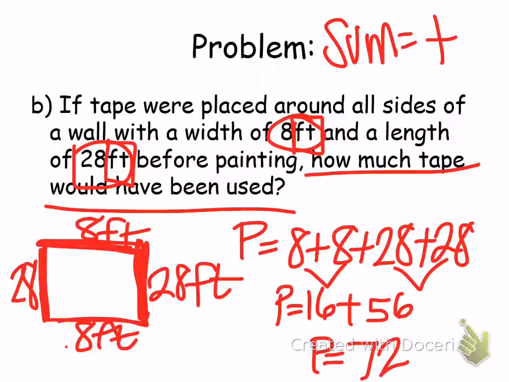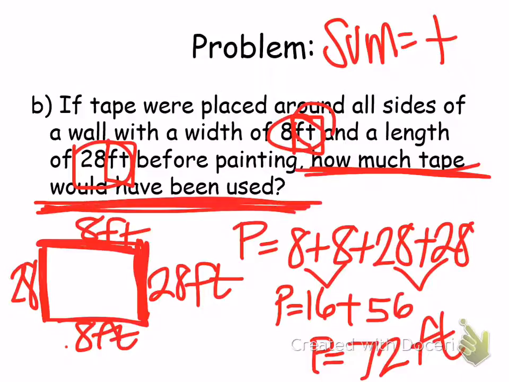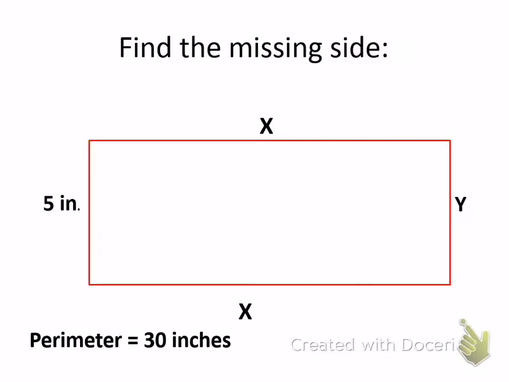I cannot leave my answer just as 72. I have to go back in the problem to determine what my label should be. I found that feet should be my label. So the answer for the perimeter of this wall would be 72 feet, which would be how much tape was used in all. We're now going to try a problem where you're given the perimeter, but you're missing a side.